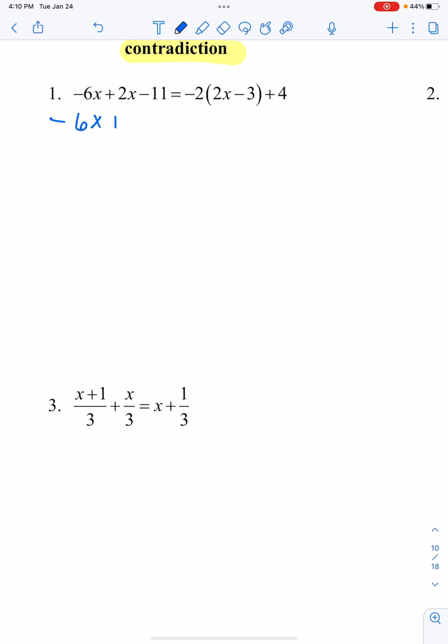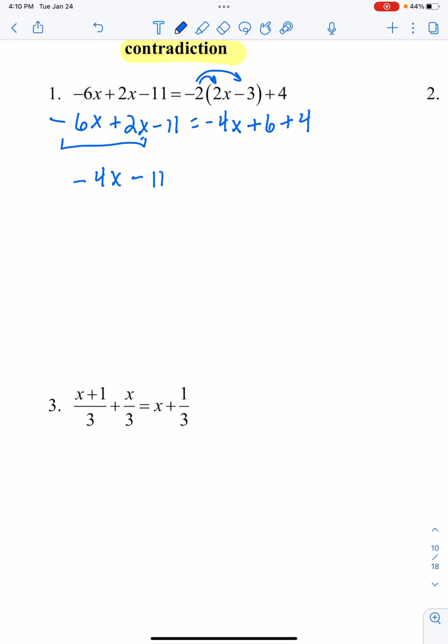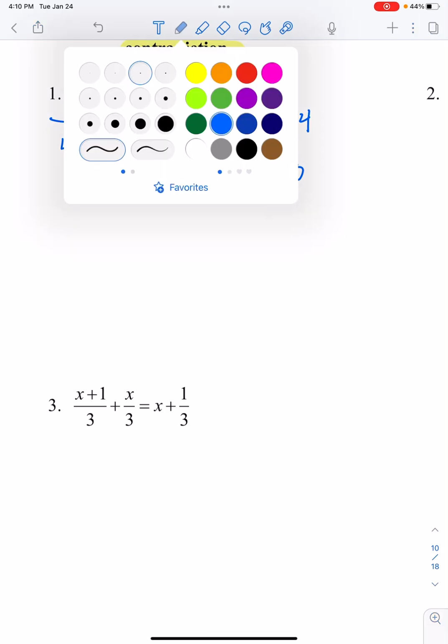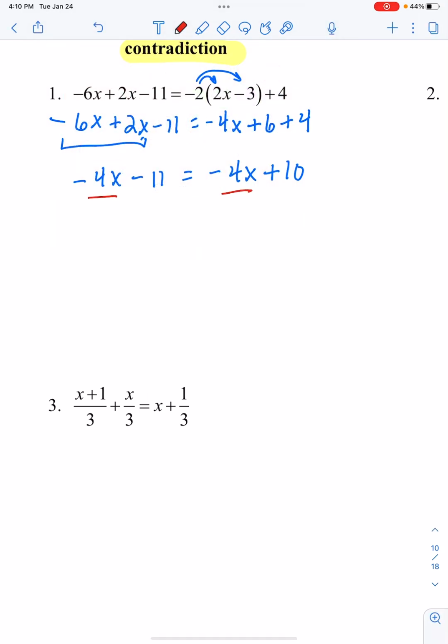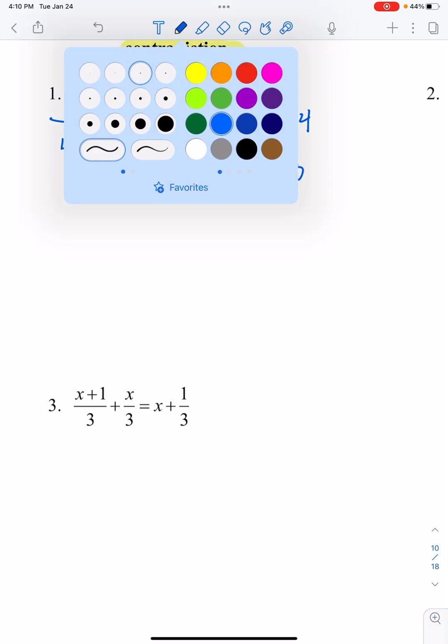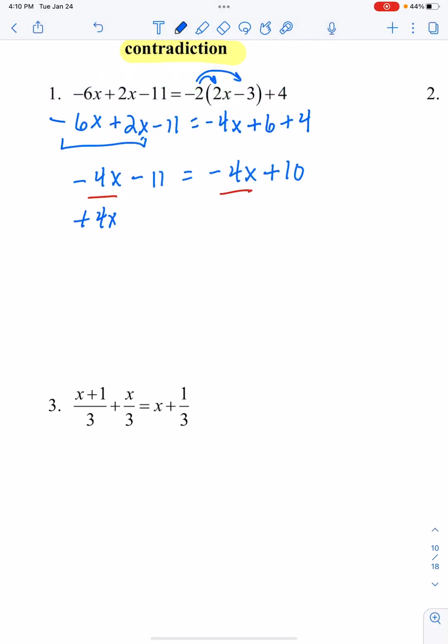Negative 6x plus 2x minus 11, I'll keep the same. I'm going to distribute my negative 2, negative 4x plus 6 plus 4. I'm going to combine like terms, so right here, this would be negative 4x minus 11 equals negative 4x plus 10. Remember, all the variable terms like to be on the same side. So I'm going to add 4x over to the other side.